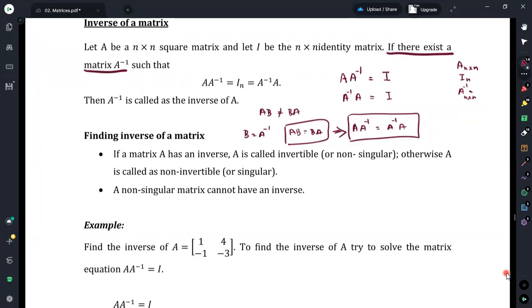When I was discussing multiplication, I told you that there are some special cases where we get the equality of these multiplications even though we change their places. If matrix B is the inverse of the first matrix, then we get the equality that AB equals BA.